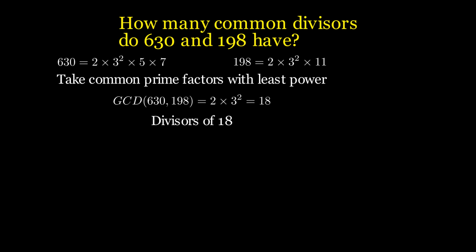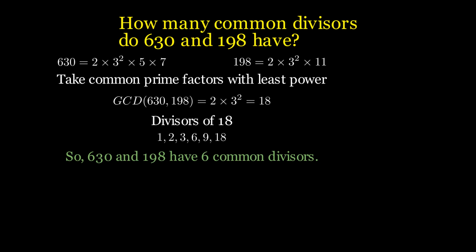Now, we list the divisors of 18. The divisors are 1, 2, 3, 6, 9, and 18. Therefore, 630 and 198 have 6 common divisors.